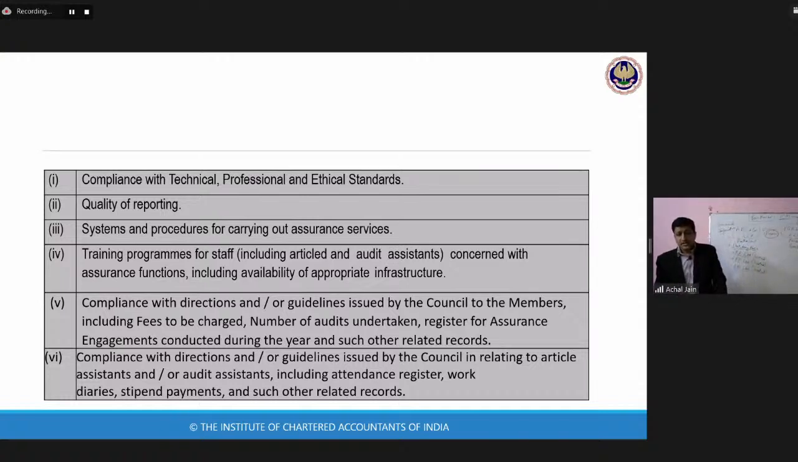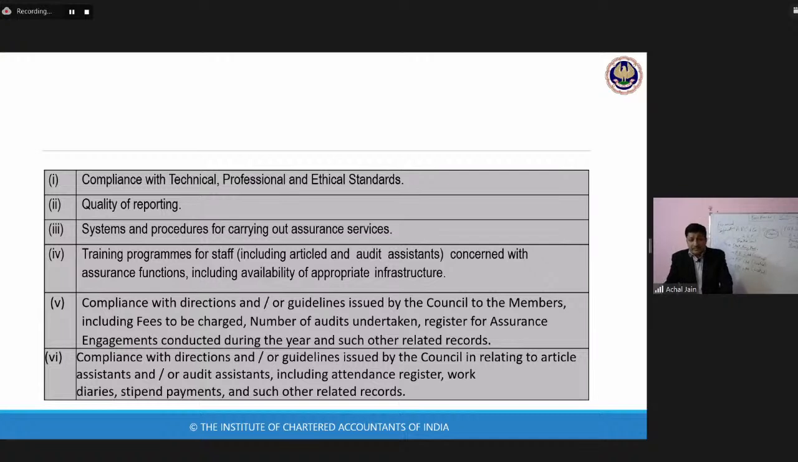Compliance with directions, guidelines issued by the council to the members, including fees to be charged, number of audits undertaken, register for assurance engagements conducted during the year, and such related records.